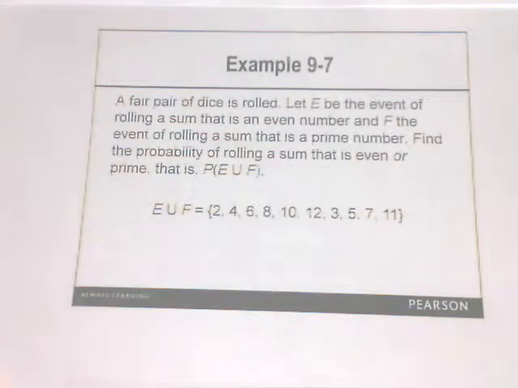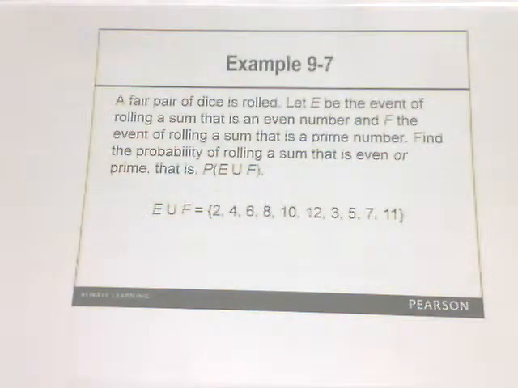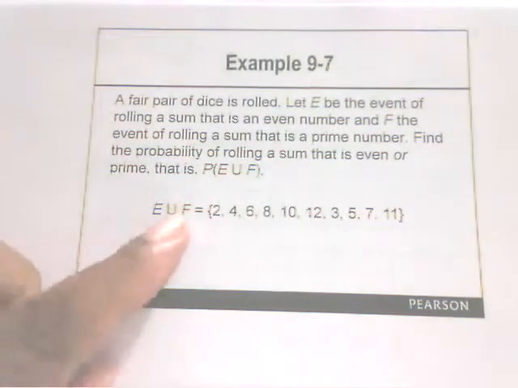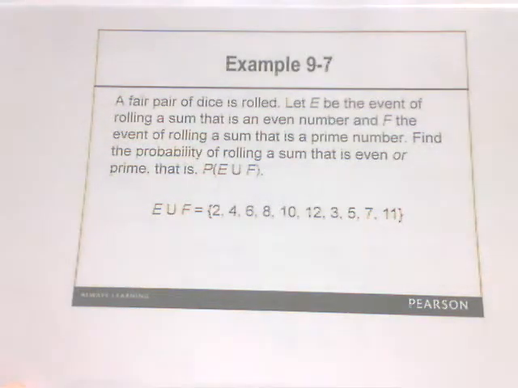Okay, another example would be this: a pair of dice is rolled. Let E be the event of rolling a sum that is an even number, and F the event of rolling a sum that is a prime number. Find the probability of rolling a sum that is even or prime. Okay. In other words, in symbolic notation, the probability of the union of E and F.